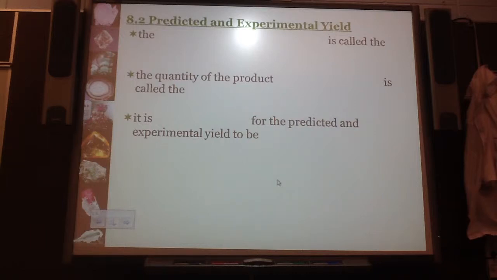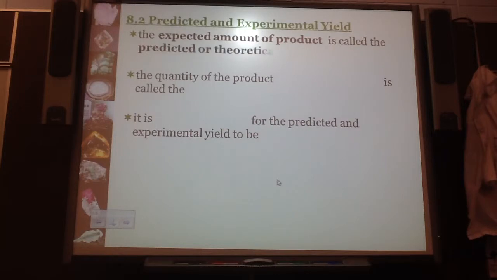Look at some examples. The expected amount of product is called either the predicted or theoretical yield. So when we did those labs, it was your prediction. In theory, it's what we should get. That's why it's either predicted or theoretical.